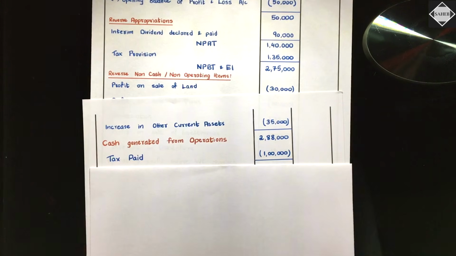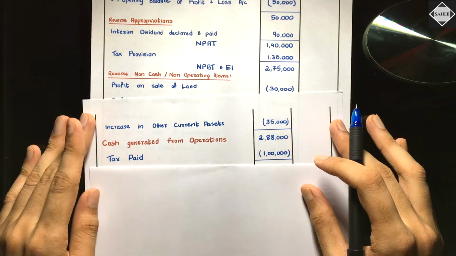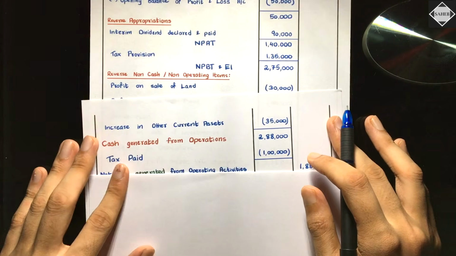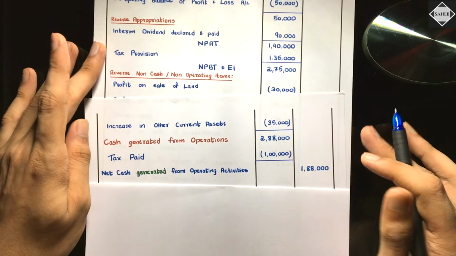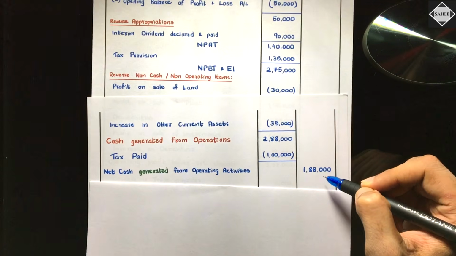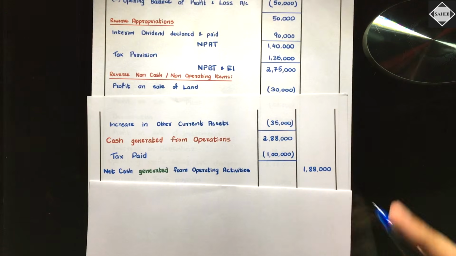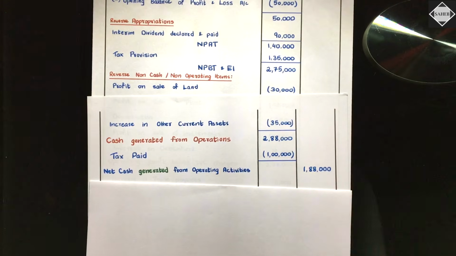If there are any extraordinary items, you will consider them depending upon inflow or outflow. If it's inflow, you will add. If it is outflow, you will subtract, right? But here there are no extraordinary items. Directly you have reached net cash generated from operating activities. 288 minus 1 lakh, that's equal to 1,88,000 positive. That means because of operating activities you have generated this much cash, 1,88,000.